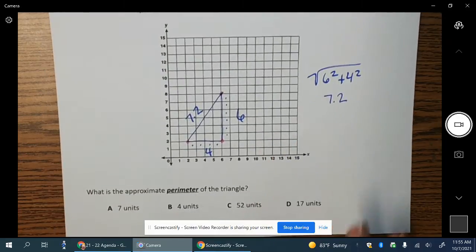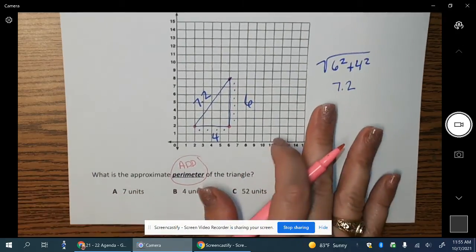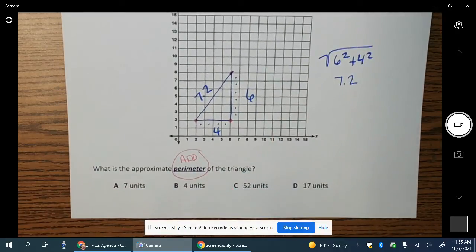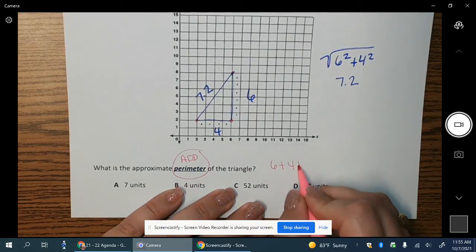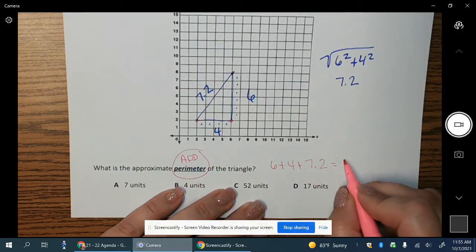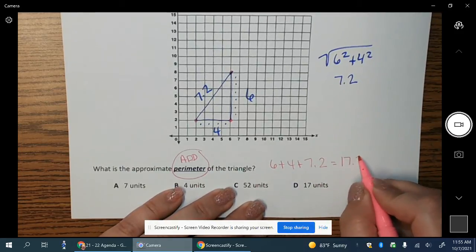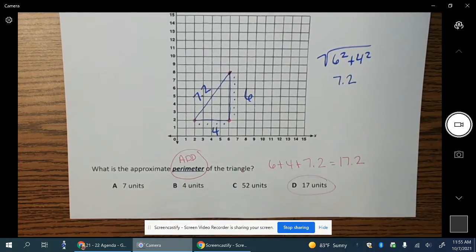Yes. So 7 is not my answer, but Brooklyn, how did you know to add? Because it's perimeter. Okay, and some of y'all fell for that trick yesterday. Don't fall for it. If it's perimeter, I have to add. So I'm going to add 6 plus 4 plus 7.2. So what answer should I pick? D. Easy peasy? Yes. Alright.